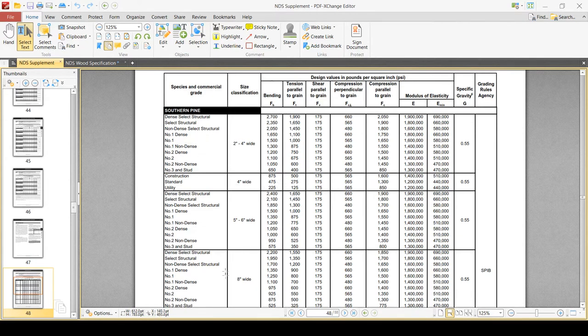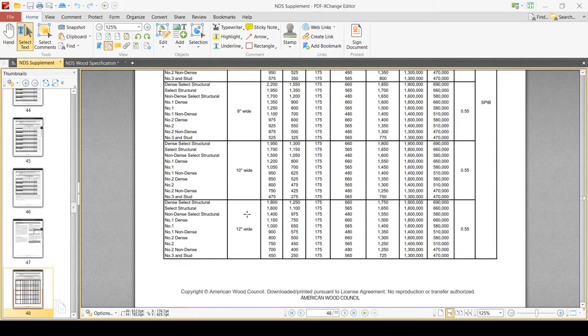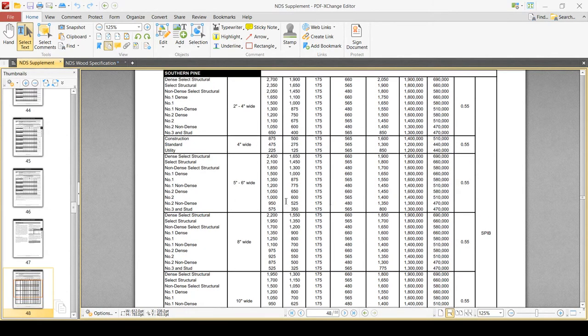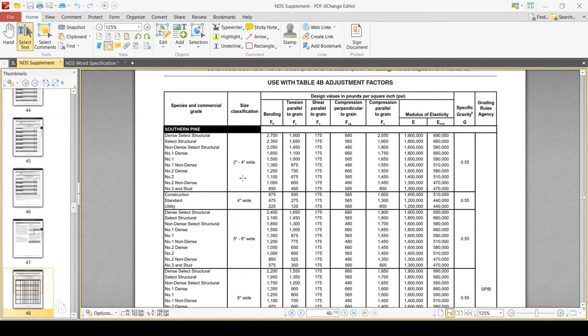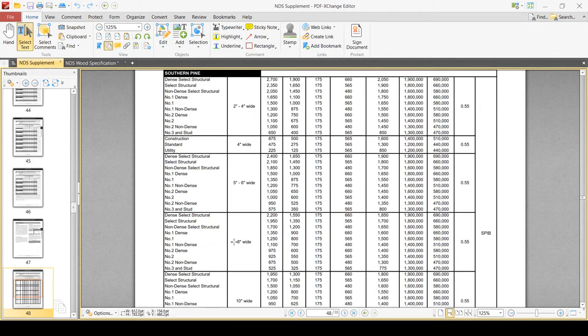So this table is organized, even within just the southern pine species, there are a whole bunch of other categories, and it's sorted by the actual width of the member. This means the wider side. Since we have a 2x8, you wouldn't want to use 2 inches wide, because by definition, in lumber nomenclature, the narrower dimension is referred to as the thickness, and the larger dimension of the cross section is referred to as the width. So a 2x8 has a nominal thickness of 2 inches and a nominal width of 8 inches. So we want to go down here to the 8-inch wide section.